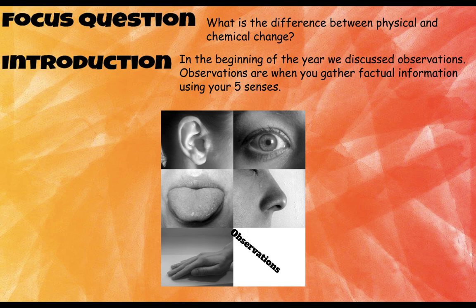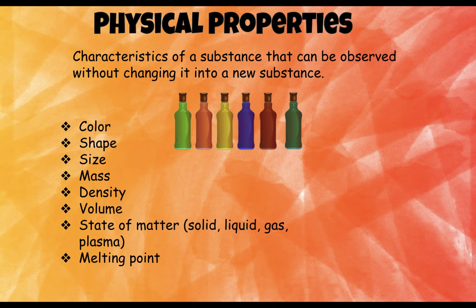In the beginning of the year, we discussed observations. We did observations, qualitative versus quantitative, and we did inferences. If you remember, observations are when you gather information using your five senses: sight, hearing, touch, taste, and smell. So physical properties are characteristics of a substance that can be observed without changing it into a new substance.